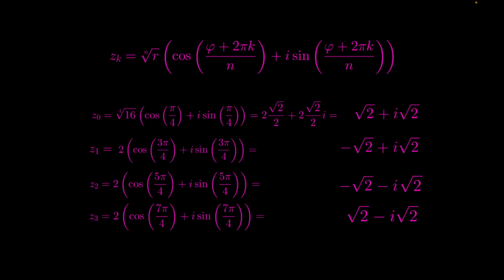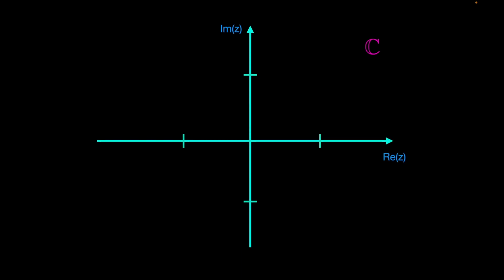So what does that mean? How can we imagine that now? So let's take a look at the roots in the complex plane. Our first root will be here in the right upper corner, the square root of 2 plus i times the square root of 2. The second root will be in the left upper corner, minus the square root of 2 plus i times the square root of 2. The third root will be in the down left corner, and in the last corner we have the square root of 2 minus i times the square root of 2.